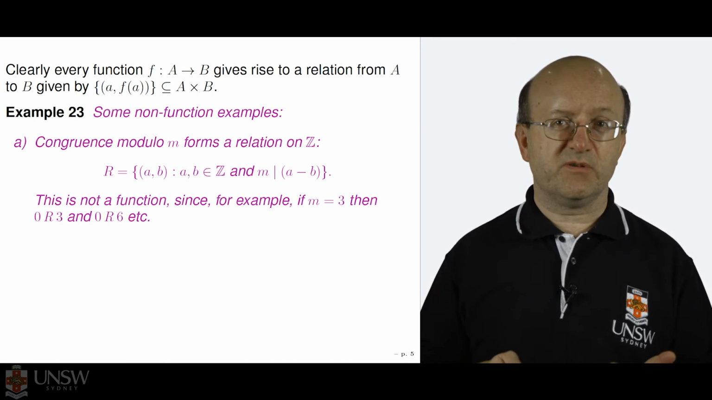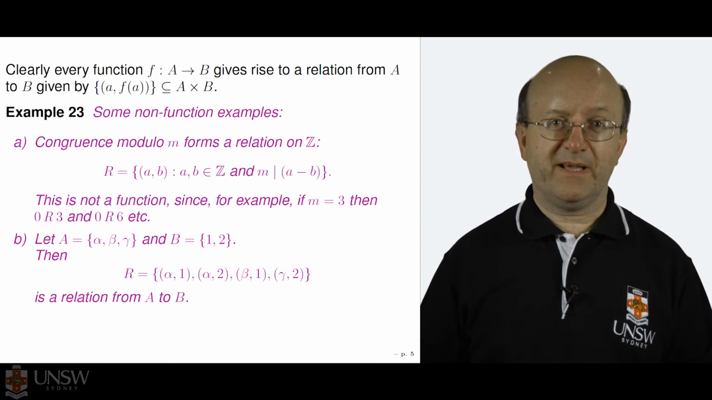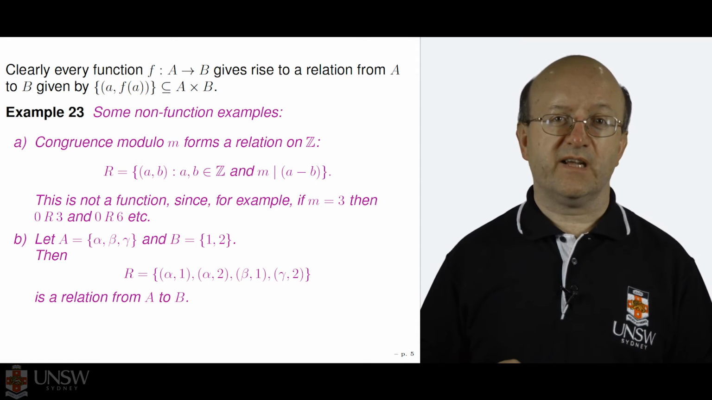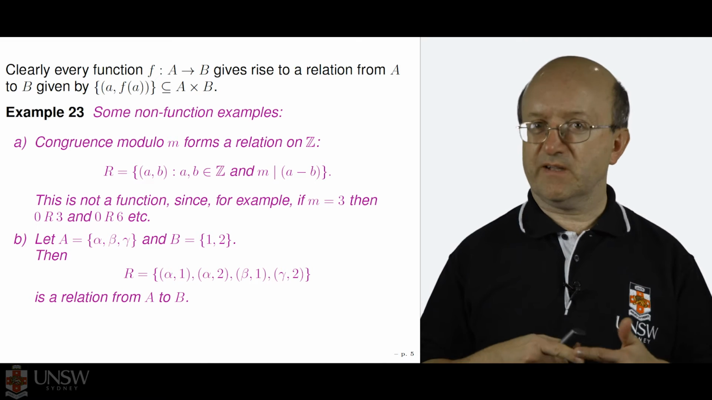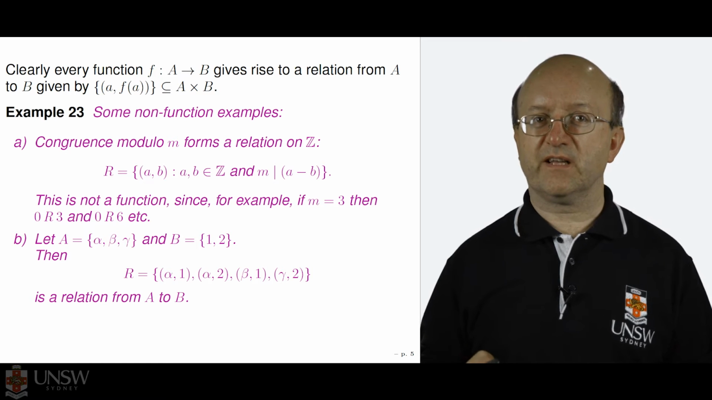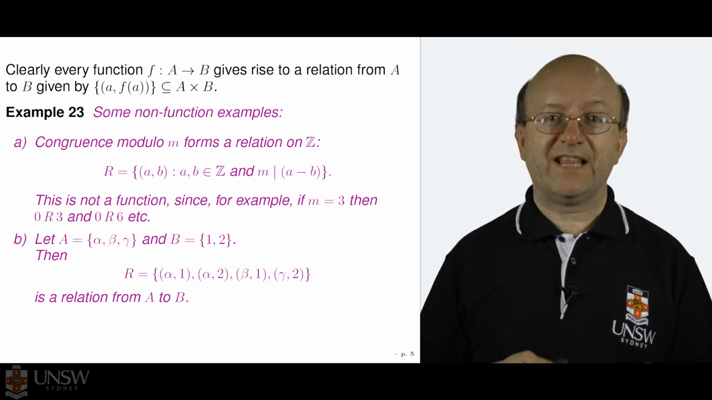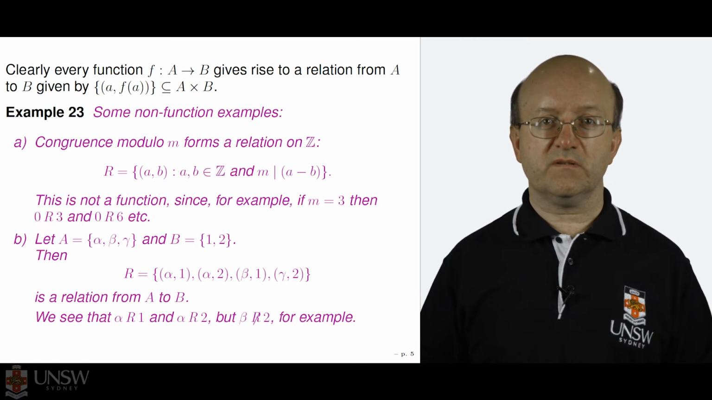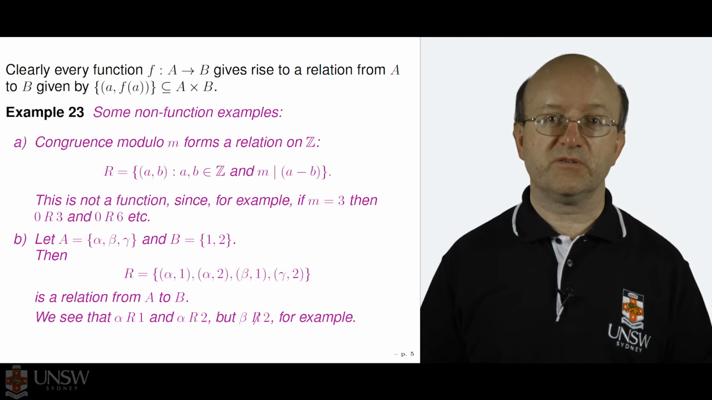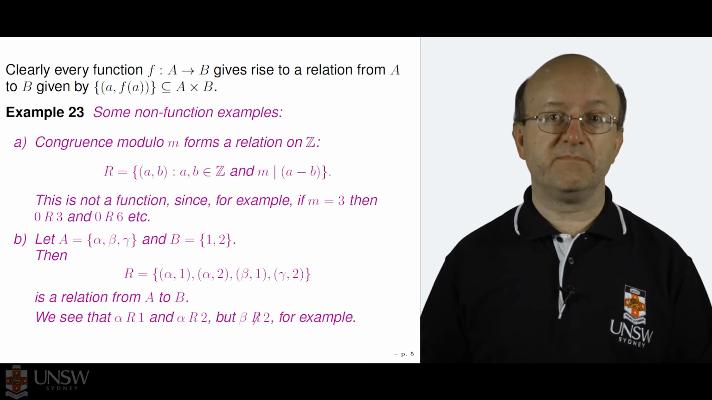Congruence is still an example of a relation defined by a rule, but we can define a relation just by listing the ordered pairs if we want. Here's two sets, A is {alpha, beta, gamma}, and B is just the set {1, 2}. And then I've just picked 4 different elements of the Cartesian product of A and B: (alpha, 1), (alpha, 2), (beta, 1), and (gamma, 2). That's a relation from A to B. For example, we see that alpha is related to 1, alpha is related to 2 because (alpha, 1) and (alpha, 2) are ordered pairs in R, but beta is not related to 2 because the ordered pair (beta, 2) is not in this set R.